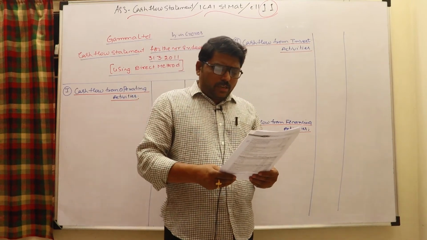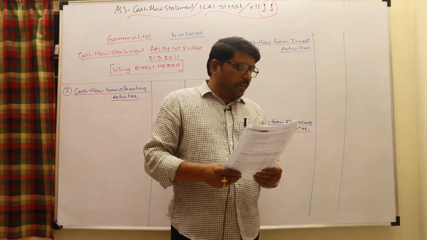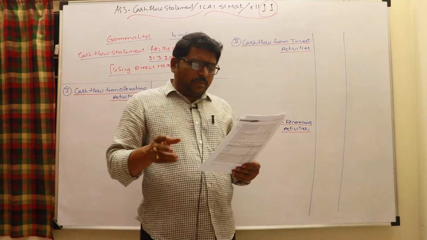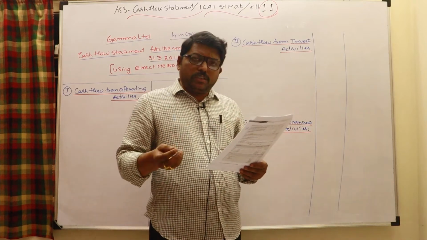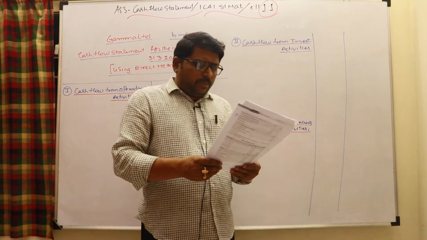Dividend paid during the year 11.7 crores. Debenture interest paid 1.5 crores. That is also a financing activity. Dividend paid during the year 11.7 crores includes the dividend distribution tax. That is also a financing activity.